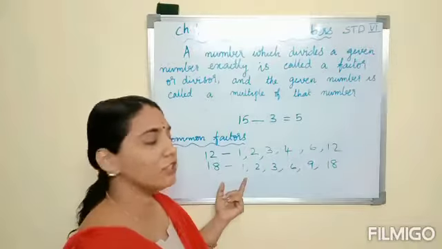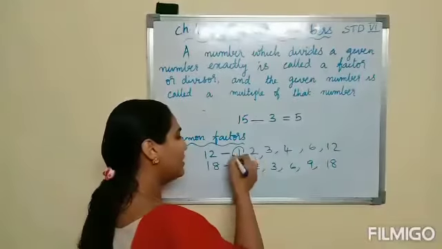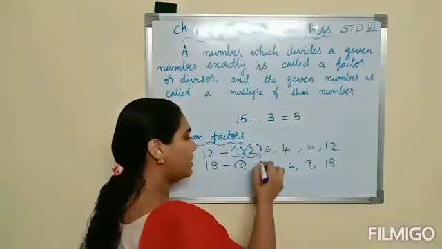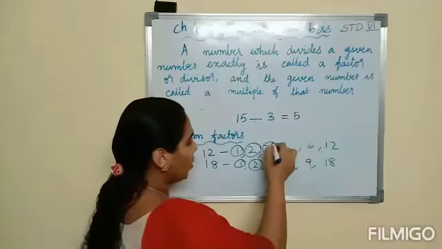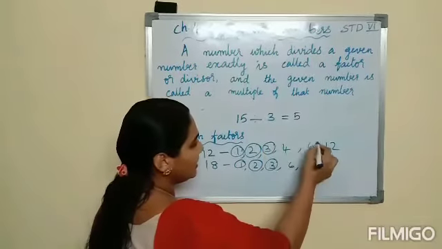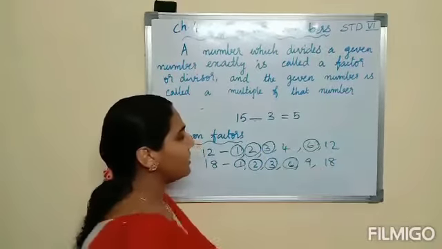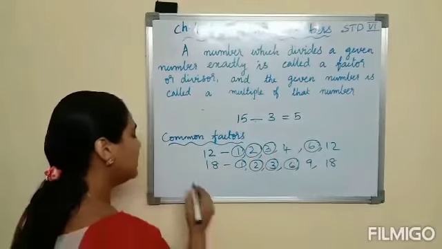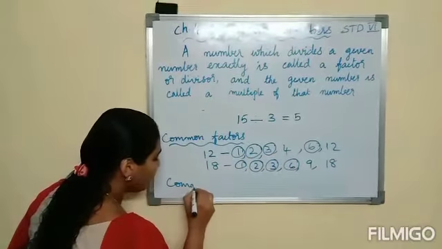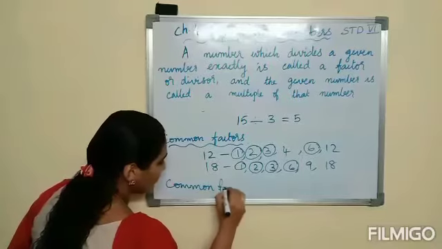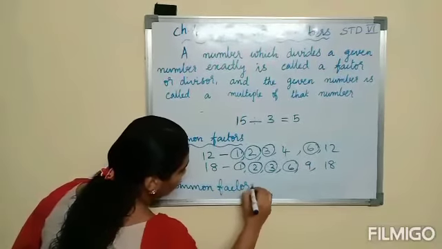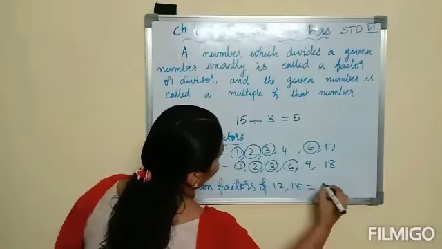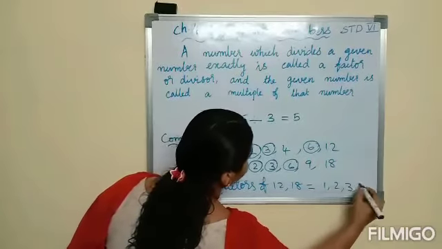Now we want to find out the common factors. 1 is always a factor of every number. Next, 2 is common in both, 3 is common, 6 is common. So which are the common factors here? 1, 2, 3 and 6. Common factors of 12 and 18 are 1, 2, 3, 6.